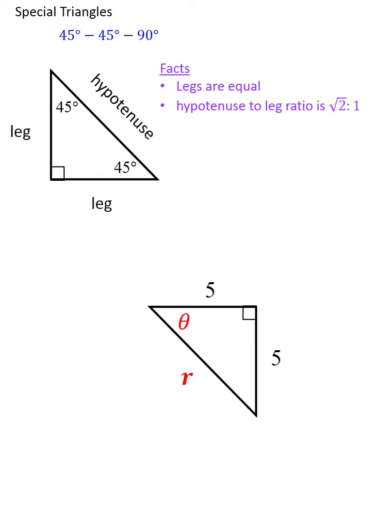Here's another example. In this case, we're not told that we have a 45, 45, 90 triangle, but since the legs are equal, they're both 5, it must be the case that we have a 45, 45, 90 triangle, and therefore theta is 45. Now, in terms of solving for r, we can again use the radical 2 to 1 ratio, only this time we know the leg and we want to know the hypotenuse. The hypotenuse is longer than the leg, so we're going to have to multiply the leg by radical 2. So there's the value of r, 5 radical 2.